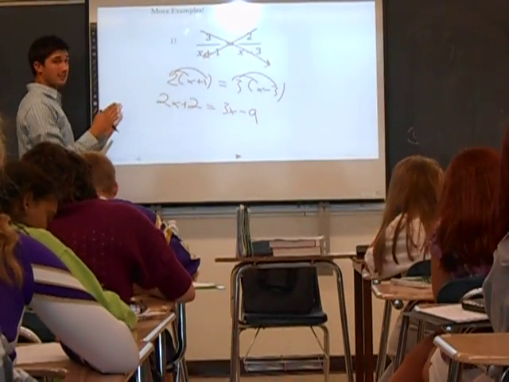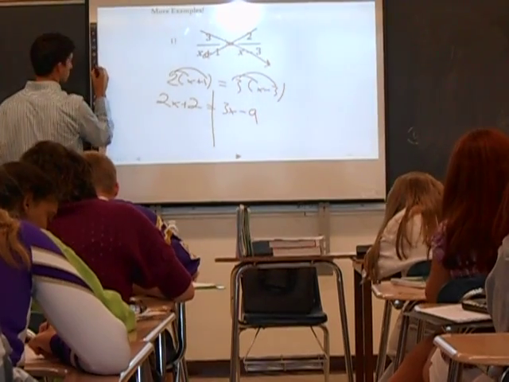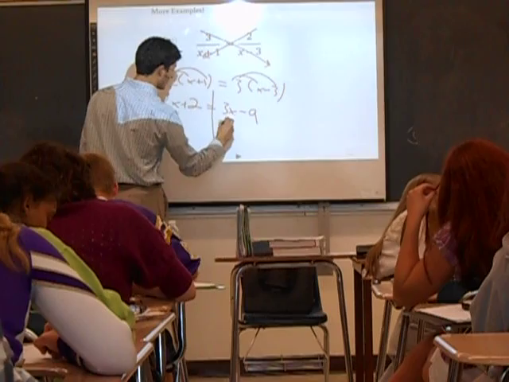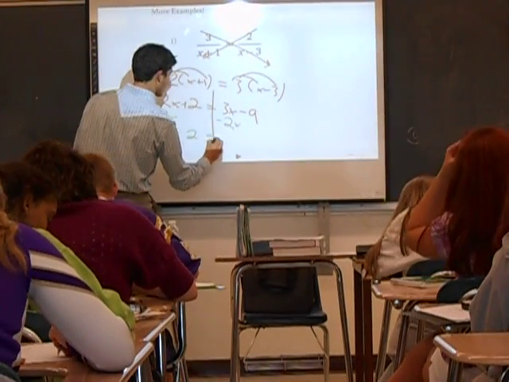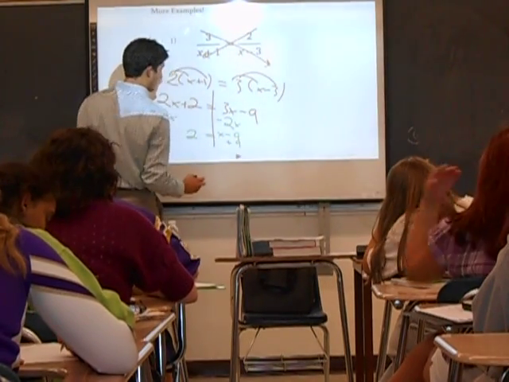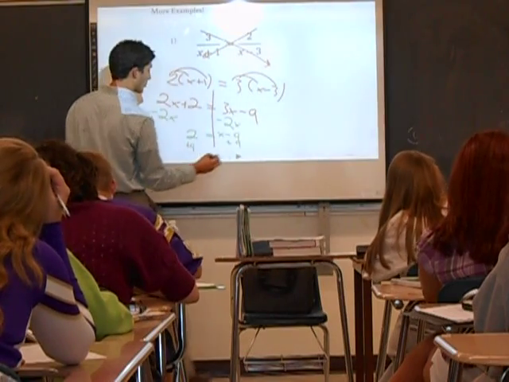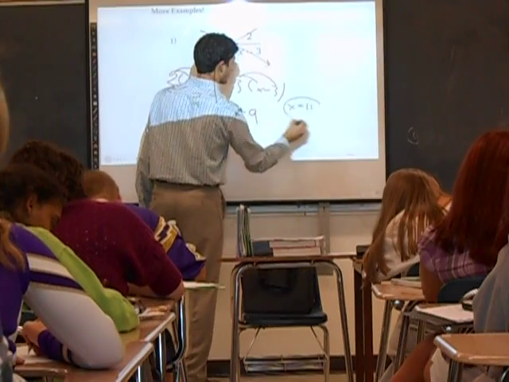We're going to isolate the x's, just like we learned to do. So isolate the x's. We'll subtract 2x from this side. And we're left with 2 equals x minus 9. Add 9 to both sides. And what we're left with is x equals 11.